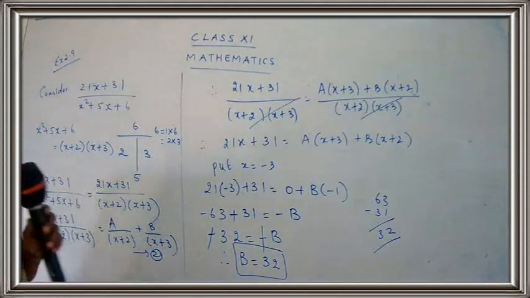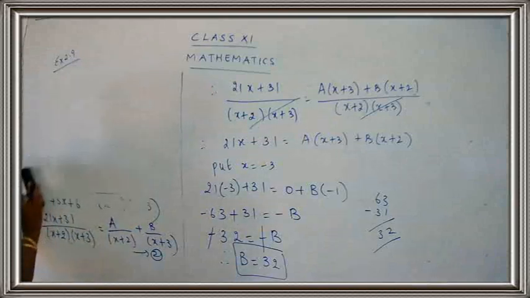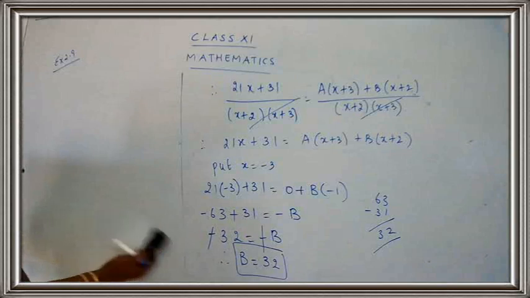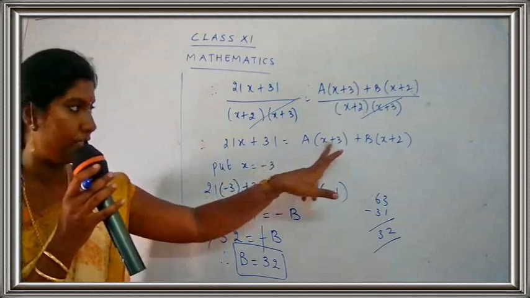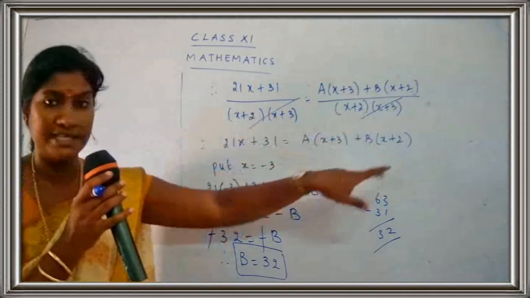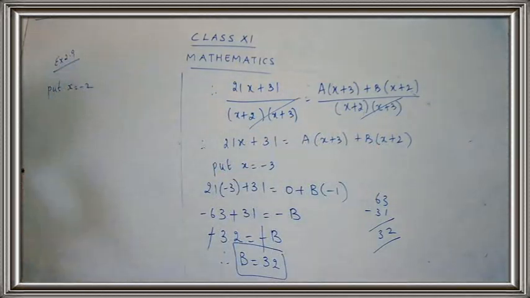Now we have one more thing. We have to find out the value for A. So we have taken the value for x as minus 3, yes children. So we can take one more value. We can take the value for x as minus 2. Come on. Put x is equal to minus 2. Complete the work children. Do not waste your time. Substitute properly and get the answer. You have to just find out the value for A.